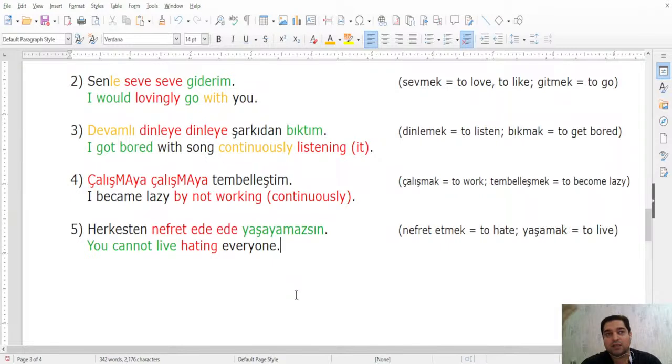Güle güle, if a person is smiling, right? Gülmek is to smile or laugh. If the person goes with a smile, it means he probably leaves you with a nice feeling. So güle güle means go with a smile, smilingly. It's the same structure, yes. Go by smiling, go smiling, or go having a smile on your face. That's basically what it means. Güle güle, right?